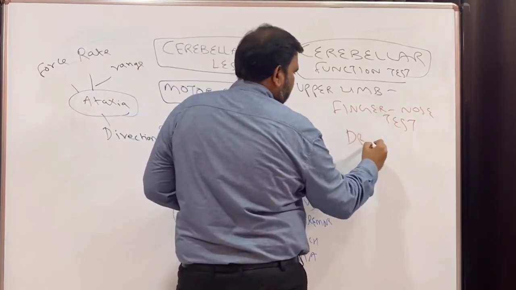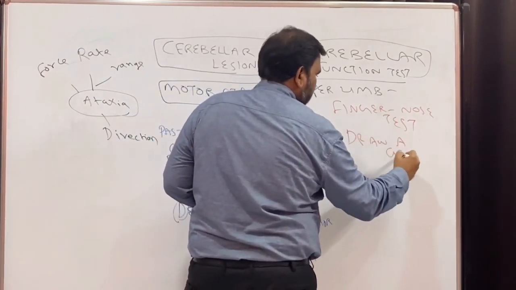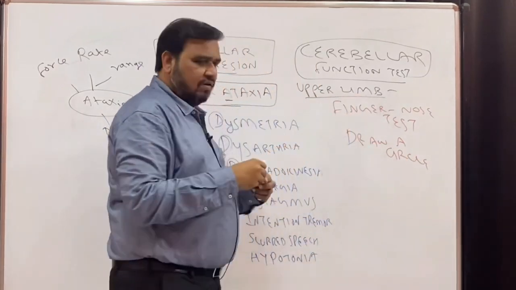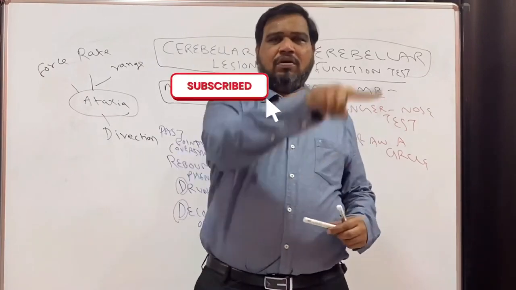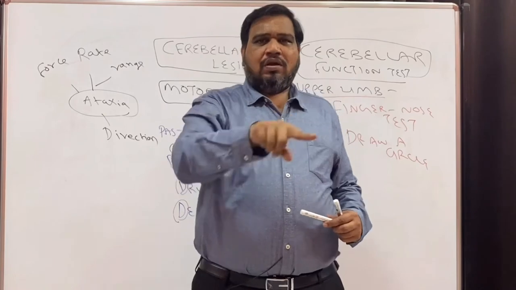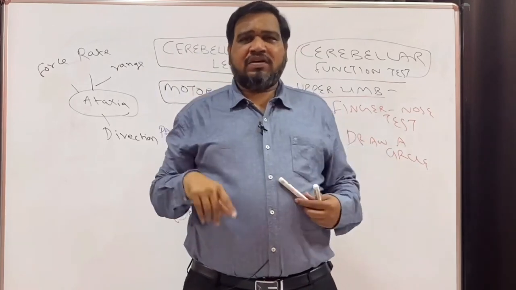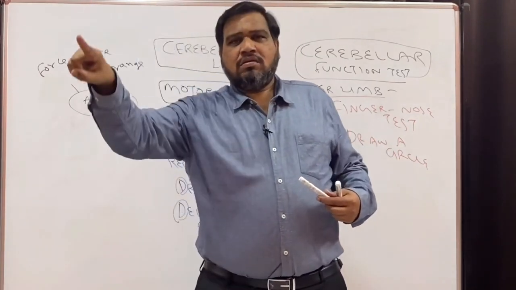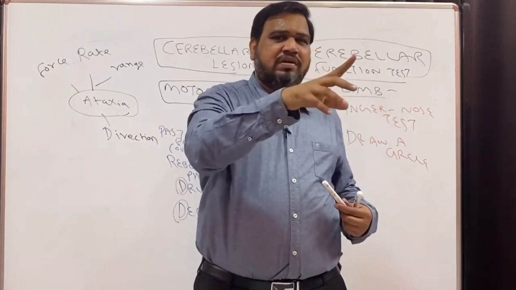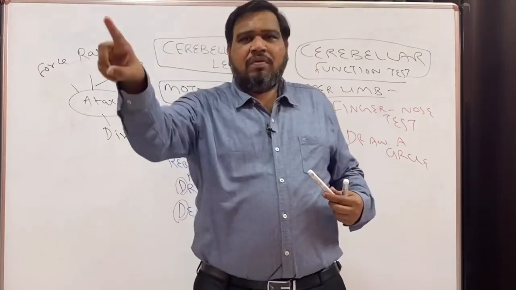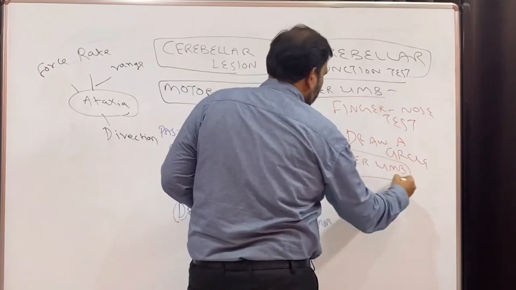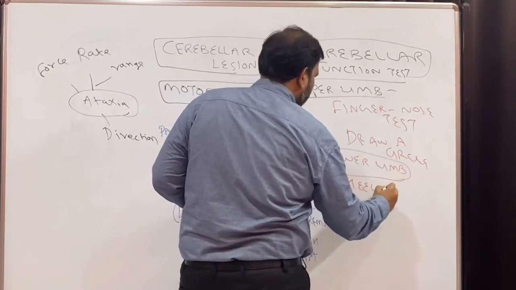Next, draw a circle. So I am testing the upper limb. I will draw the circle with my hand. You can see here, I am able to draw the circle because there is coordination and I know how to draw the circle. If my cerebellum is affected, intention tremor may be there, because my intention is to draw the circle, but there is a tremor. So I will not be able to draw the circle properly. Very important test.